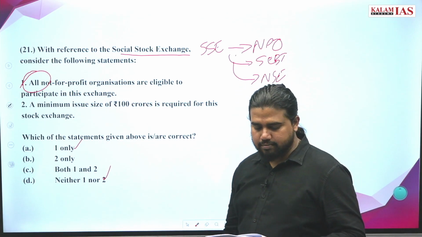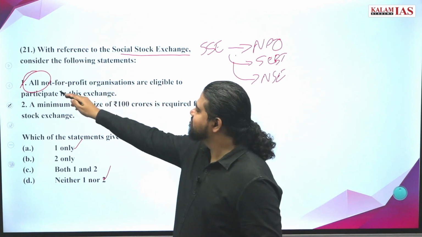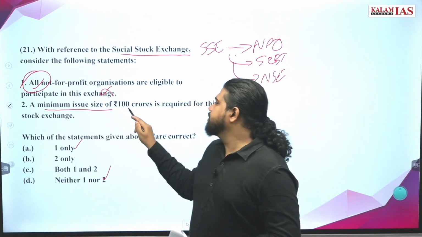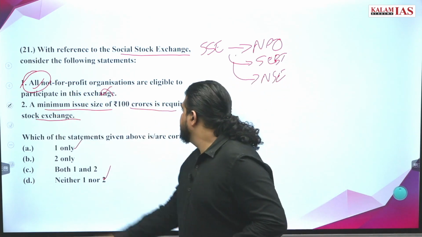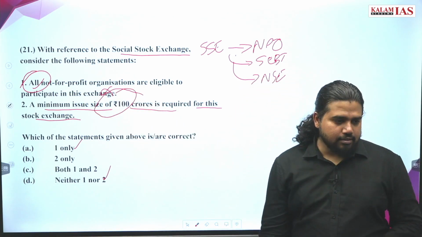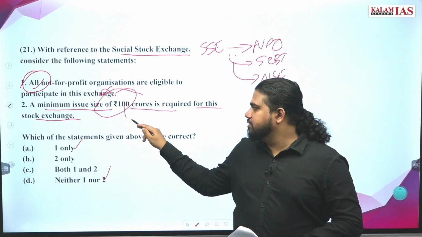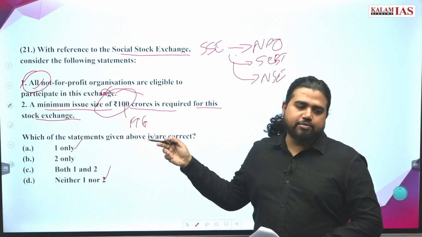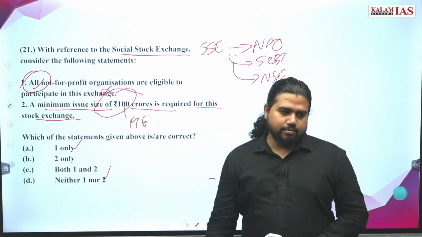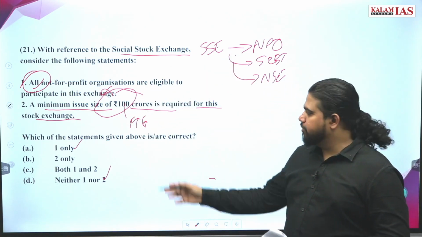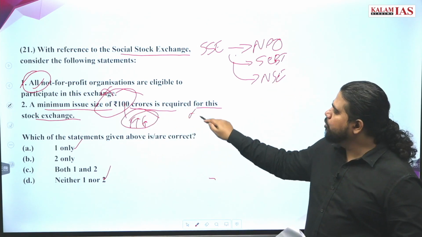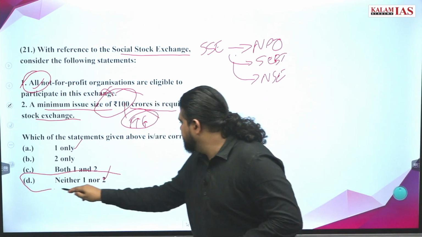All is still an extreme statement. First statement is wrong. A minimum size of 100 crore is required for this stock exchange. If it is a 100 crore issue size, who will buy this? Even FPIs cannot invest 100 crore in one non-profit organization and all. It's too big for a non-profit organization to be listed with 100 crores as the issue size. Both these statements are incorrect. Answer here is D.